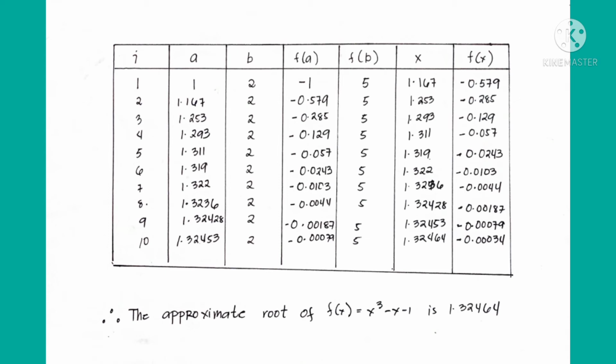Since the value is being repeated, we are going to stop, and we are going to approximate the root of the function f of x equals x cubed minus x minus 1 as 1.324, and that is our answer.